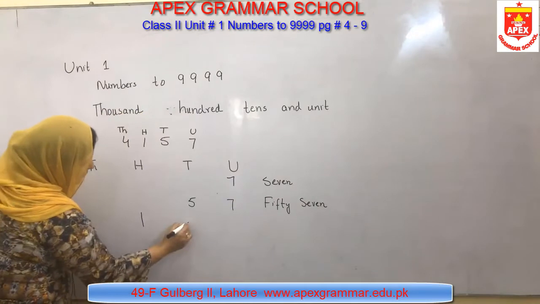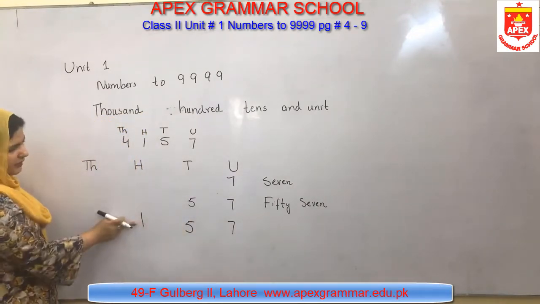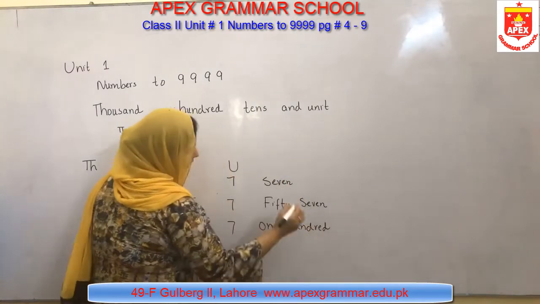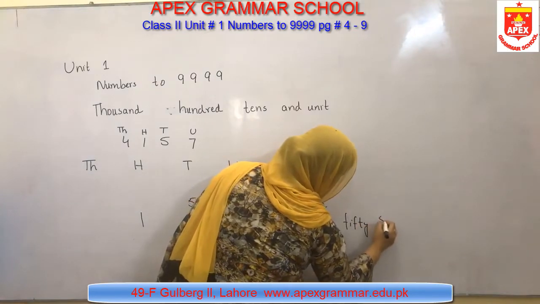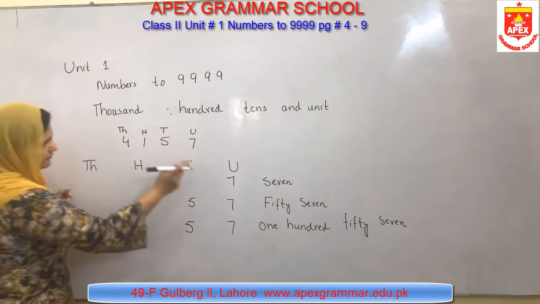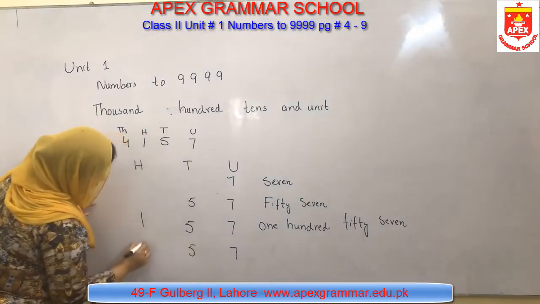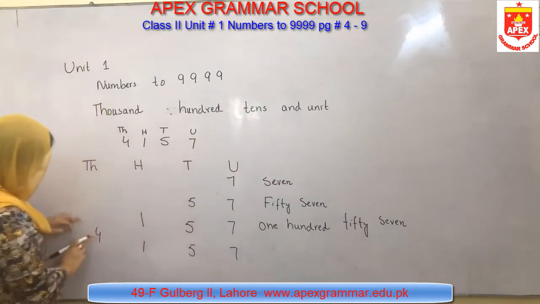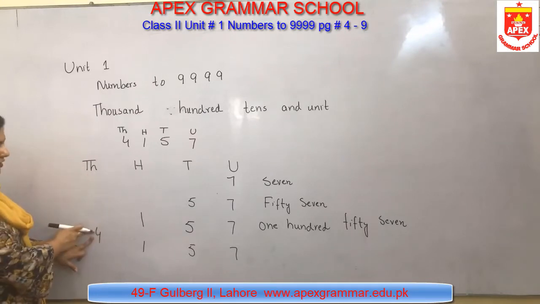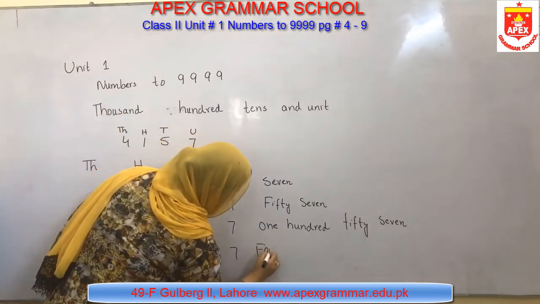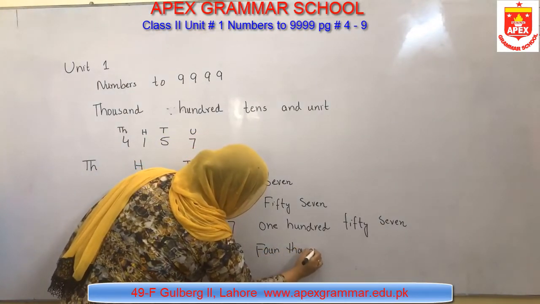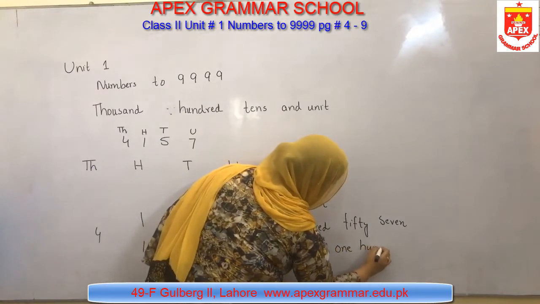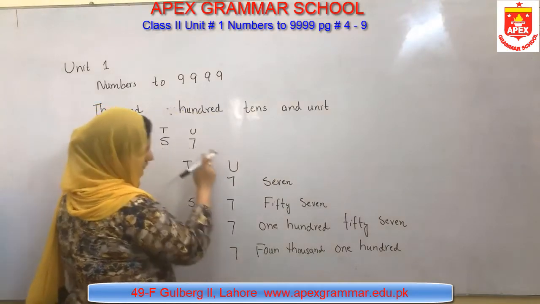If the first number is 1, then 5 and 7, with one placed on hundred, it means 157. If we write 7, 5, 1 and 4: 4 is placed on thousand, 1 is placed on hundred, 5 is placed on ten, 7 is placed on unit. 4 is placed on thousand, so it means 4000. One hundred and fifty-seven.